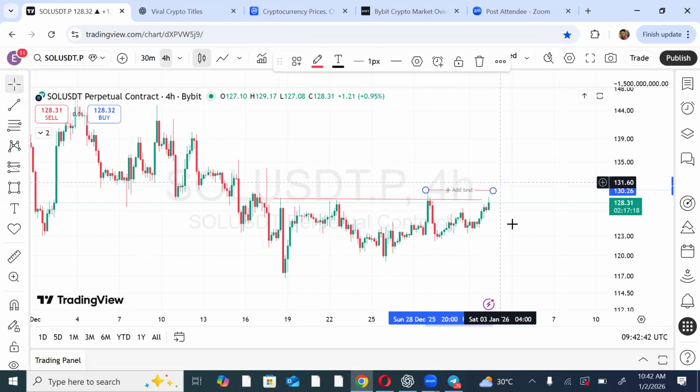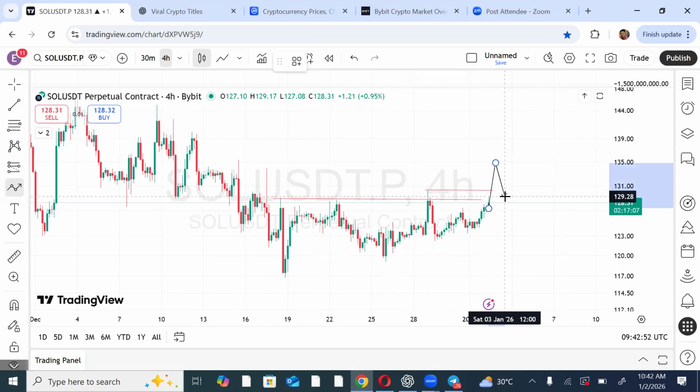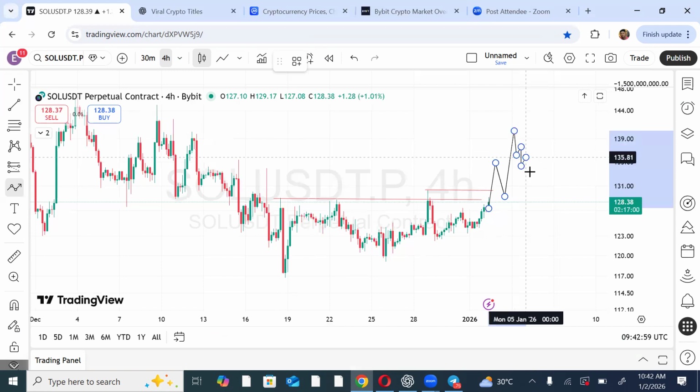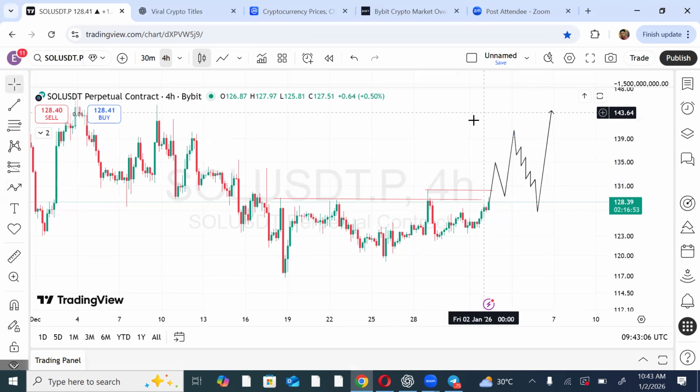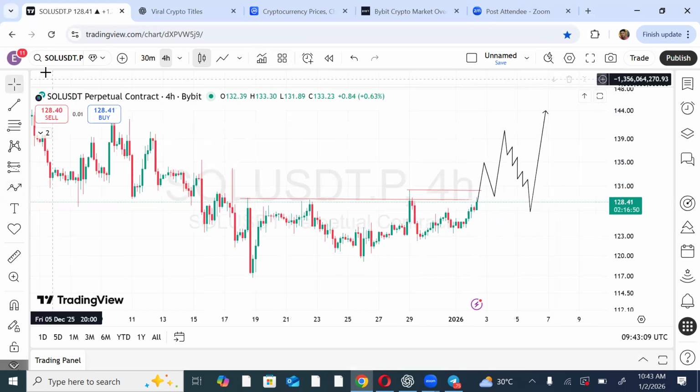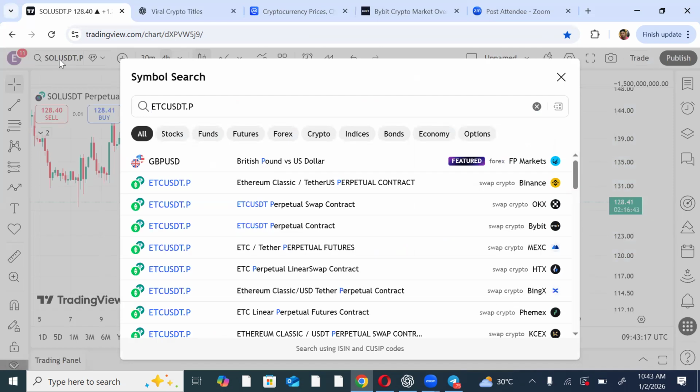We want to see a pullback and then another break to give us a structure. Something like this. A break, a retest, and go up. We want to see price pull back here. Structural liquidity is formed and then continuation. That's all we want to see. Nothing more, nothing less.